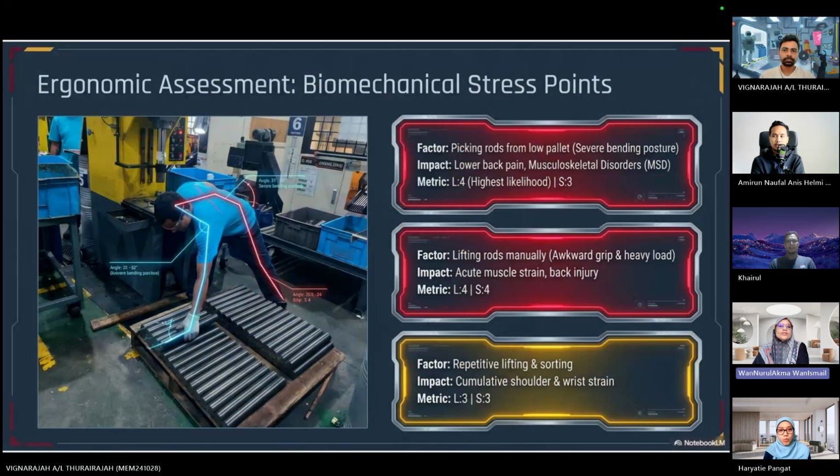Next, okay. So we also did an assessment in terms of ergonomics, where we can see improper picking of rope from the pallet, with a severe bending posture observed. It's also manually gripping and holding a heavy load. So this is also one of the ergonomic issues. Repetitive lifting and also sorting can give cumulative shoulder and wrist strain. So this is one of the critical ergonomic assessments that we assessed in this process. Okay, next.